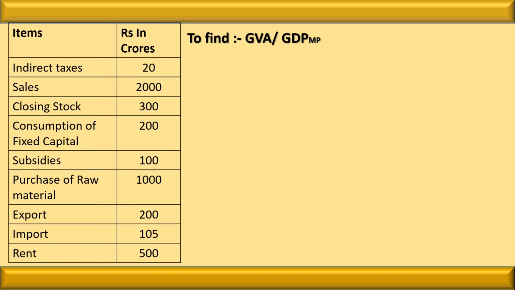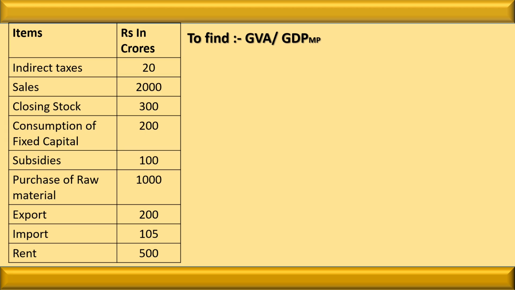Take the example and try to solve the numerical. This is the question which is being given to us. In the question, indirect tax is given, that is 20. Sales is given 2000. Closing stock 300. Consumption of fixed capital means depreciation, that is 200. Subsidies 100. Purchase of raw material 1000. Export 200. Import 105. Rent 500.